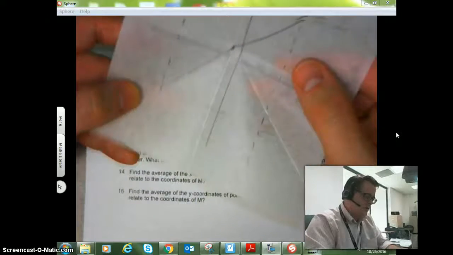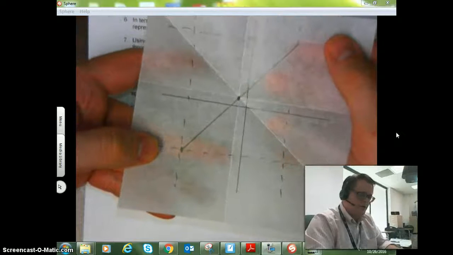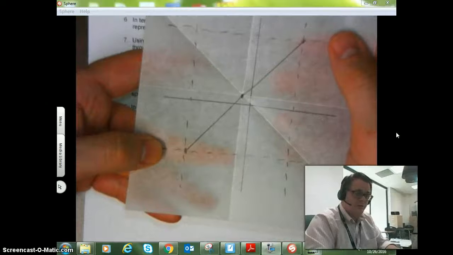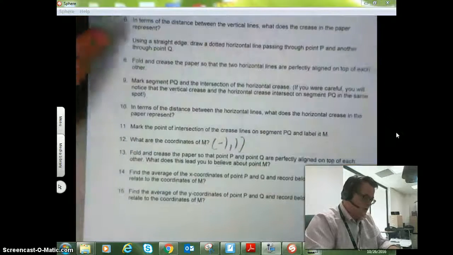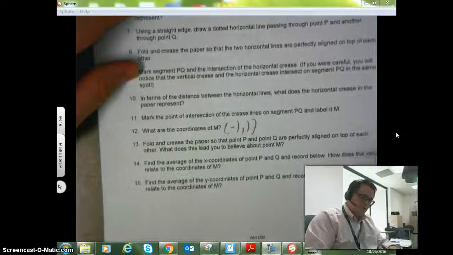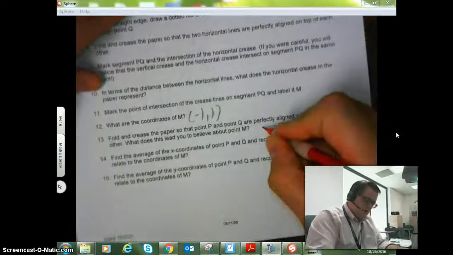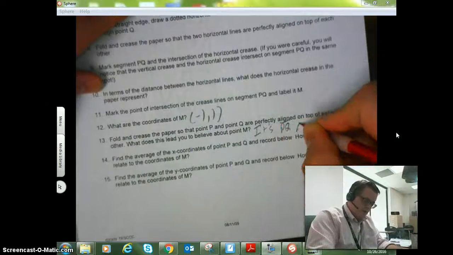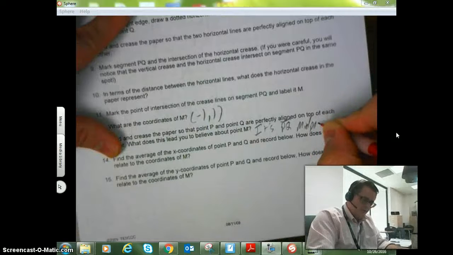And when I open it up, I can see that when I folded the line on itself, it went through point M. It went through the midpoint of the vertical and the horizontal folds. So what does that lead you to believe about point M? It means that it is the midpoint of segment PQ.